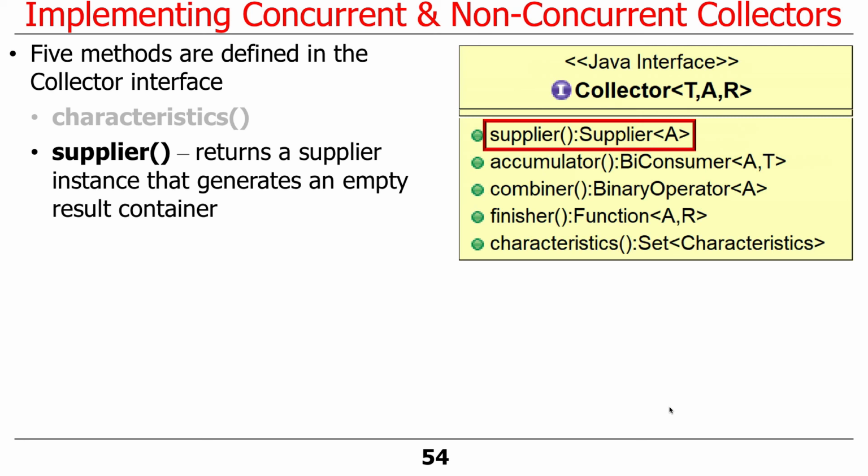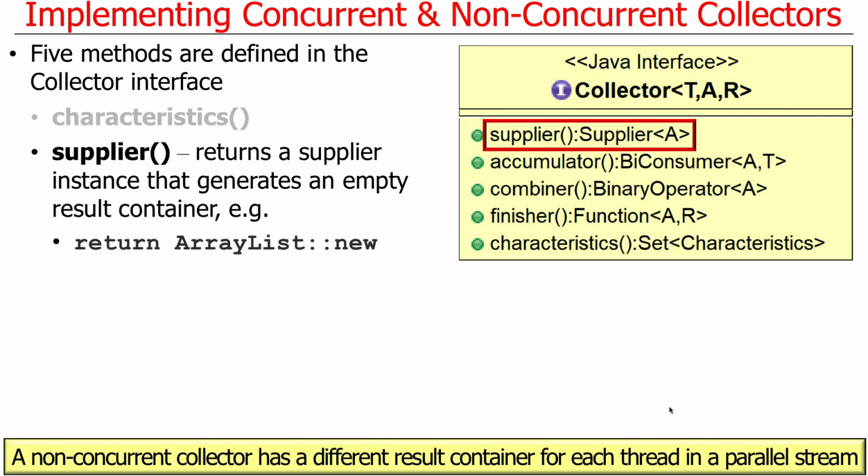The next topic here is, what's the supplier? Well, the supplier is basically a factory method that returns an instance of a supplier that will be used to initialize or generate an empty results container. So let's say, for example, we're doing a non-concurrent collector. In that case, we would return, say, ArrayList::new. So if we're doing an array list collector, we would simply return the new array list instance using a constructor reference. So that's just going to return a constructor reference to make yourself a new array list. And that'll get called by the framework when it needs to initialize the internal result container.